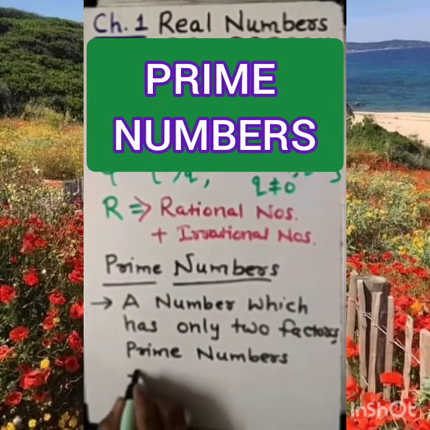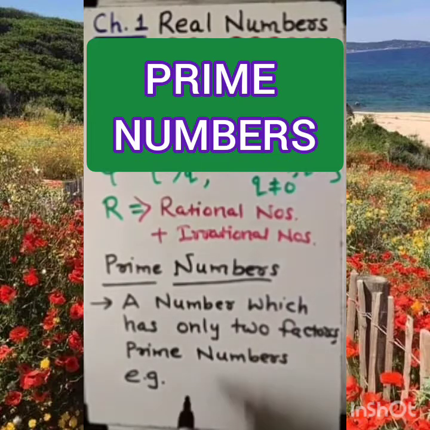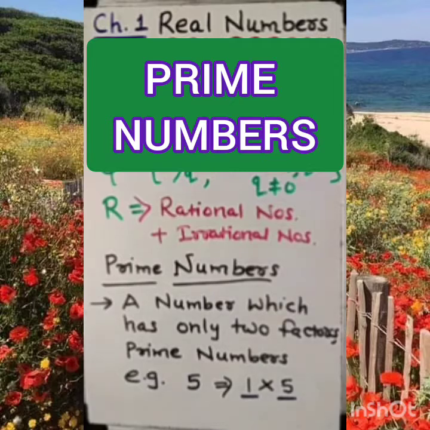Now let me give you one example. Suppose I am talking about 5. Is it a prime? Let's check. The factors of 5 are 1 and 5. You can see they have only two factors. Which two factors am I talking about? As we know that 1 is a factor of each and every number and the number itself. 1 and the number itself. It indicates that that is a prime number, right?